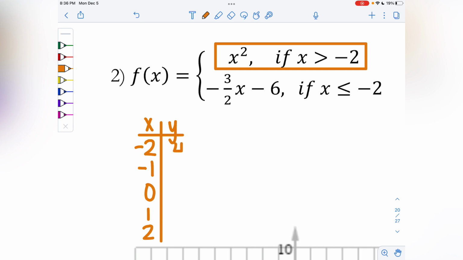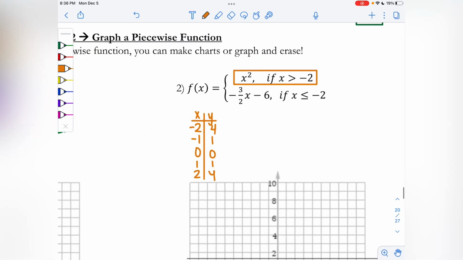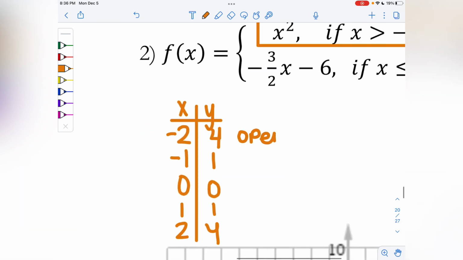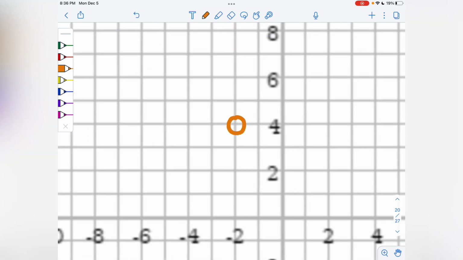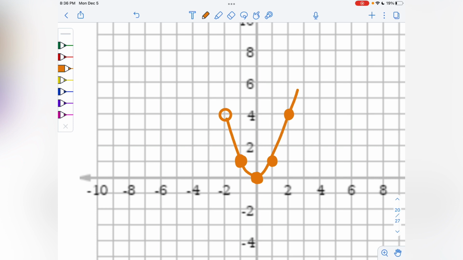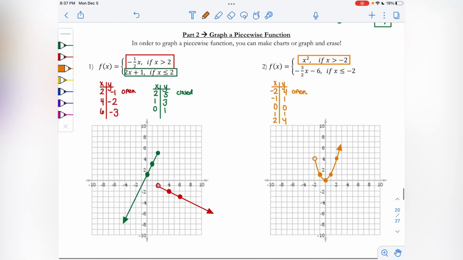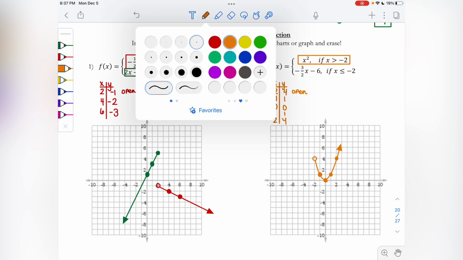-2 squared is 4. -1 squared, I'm just plugging in here. -1 squared is 1, 0 squared is 0, 1 squared is 1, 2 squared is 4. This is going to be an open circle on the point -2, 4. So -2, 4. Then my points were -1, 1. These are all closed. It was 1, 1, and 2, 4. I am only drawing, watch this, an arrow one way. So I start with my first point and I draw my curve in the direction of the other points. There's only one arrow. And then the second part of this, let's go with blue.